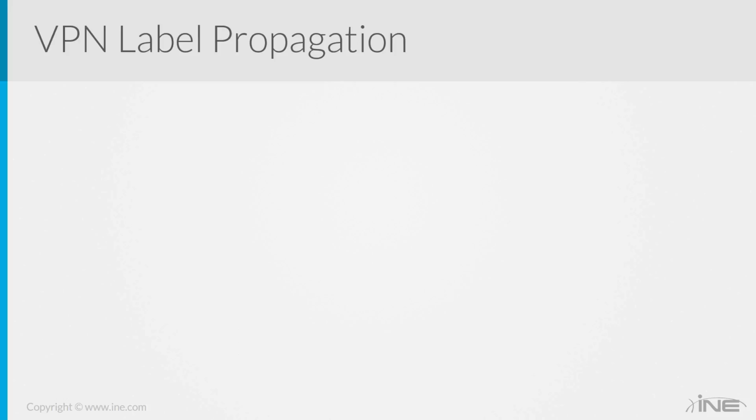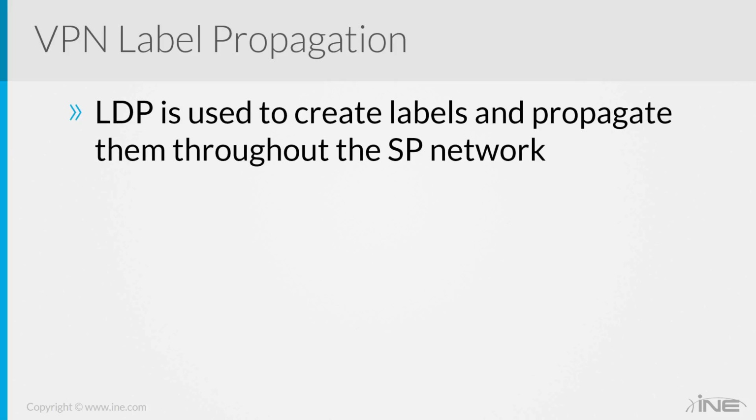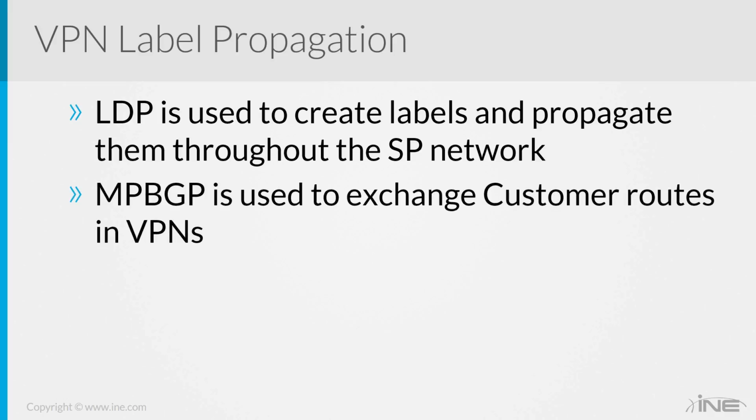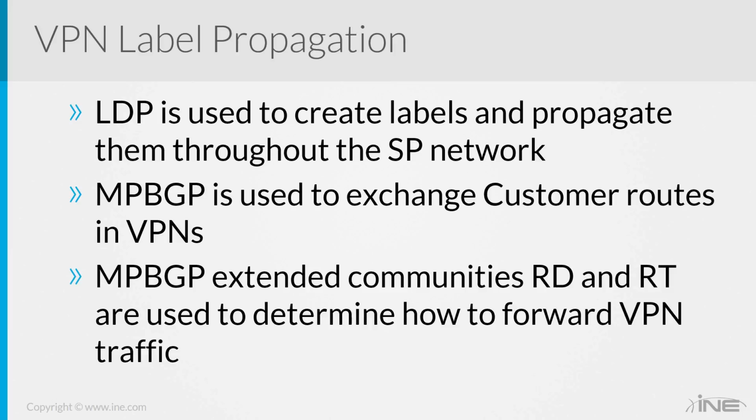VPN label propagation. LDP is used to create labels and propagate them throughout the SP network. This is your transport label again. So the transport label is separate from your VPN label. Multi-protocol BGP is used to exchange customer routes and VPNs. Multi-protocol BGP extended communities, route distinguisher, and the route target are used to determine how to forward the VPN traffic. So you receive the traffic in from the customer, right? That information is then associated with a VPN label. Transport labels are associated, and the labeled traffic then goes out to the network. Traffic comes in on the provider edge next to the customer that you're trying to reach, and then you reverse the process.